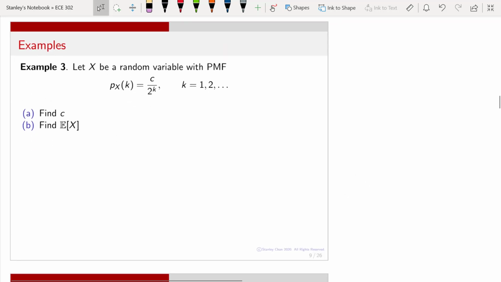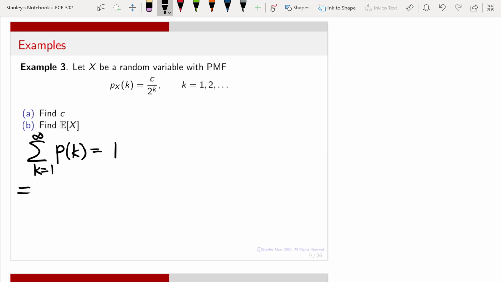Let's work on one more example. In this case, we consider a random variable x with a probability mass function given by this formula, where c is a constant which we need to find out. And furthermore, we want to find out the expectation of x. So how do we find out the c? Well, we know that the summation of all the possible probability mass has to give me 1, and this k will go from 1 to infinity.